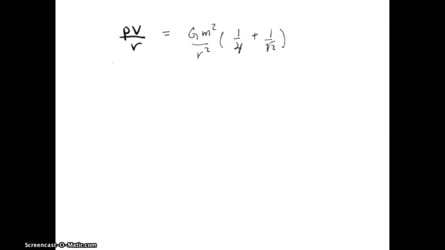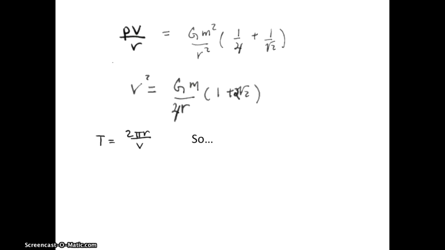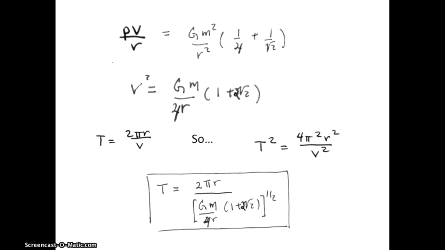Since we know that F net perpendicular is equal to mass times velocity squared divided by the distance between two stars, we can just solve for v squared and then plug v squared into the equation T equals 2 pi r divided by v. Therefore, it takes 2 pi r divided by the square root of Gm divided by 4r times (1 plus 2 square root of 2) to complete one revolution.